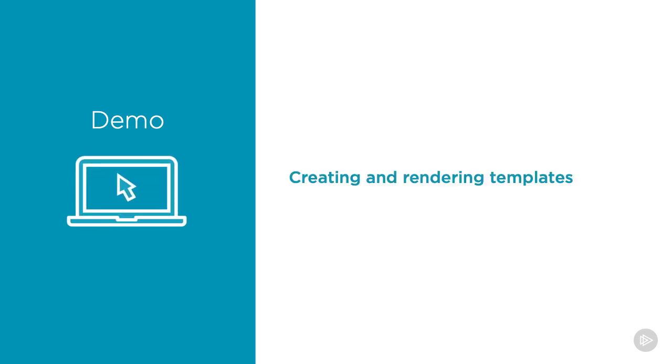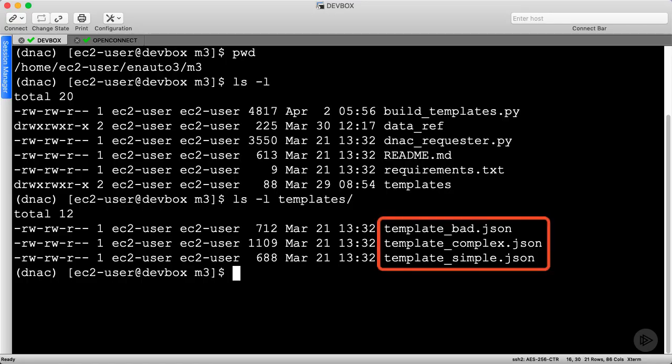Now that we understand the basics of VTL, we can build some templates to be added to DNA Center. Once complete, we can render them to check for correctness. Before we explore the code, note that the templates directory contains 3 different templates. Template bad contains some errors that can't be processed, so our script should gracefully handle that case. The other templates are valid and should be rendered without issue.